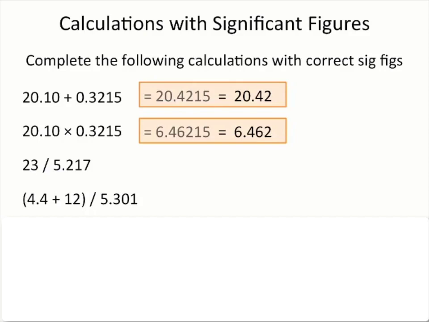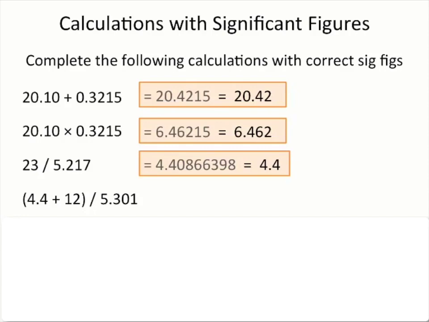Alright, if you were to take 23 divided by 5.217, you don't know that the 23 is exact. It might be some measurement that's rounded to the ones place. You don't know. So unless you're told explicitly that something is an exact quantity, treat it like it is an experimental number that has only the precision you see. So in this case, 23 has 2 sig figs. Since you're dividing, you go with the total number of sig figs, and then your answer comes out to be 4.4.